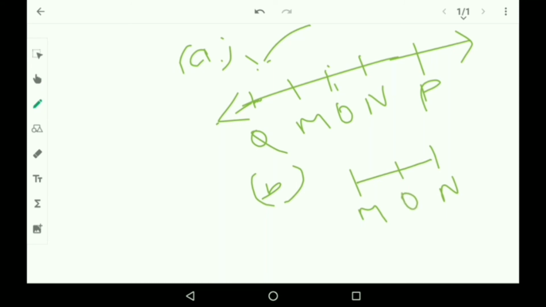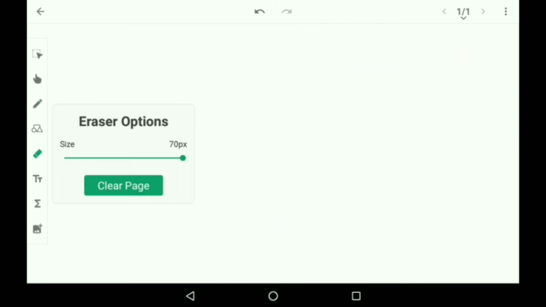M, O, N are points on a line segment MN. Line segment means they cannot be continued on both sides. So only M and N are the end points, and you have O also. So all these points are on the line segment MN. That is the question. Yes, they are on the line segment.